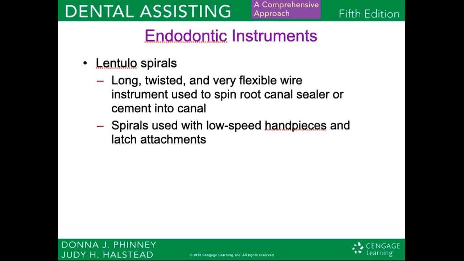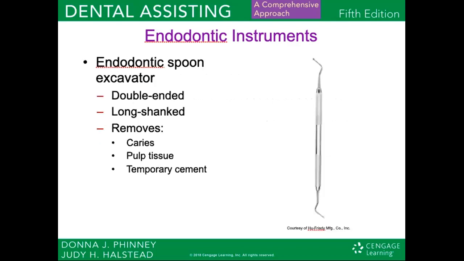Lentulo spirals are long, twisted, and very flexible wire instruments used to spin root canal sealer or cement into the canal. The endodontic spoon excavator has a long shank that allows the instrument to reach into the coronal portions of the tooth. It removes deep caries, pulpal tissues, and temporary cement.